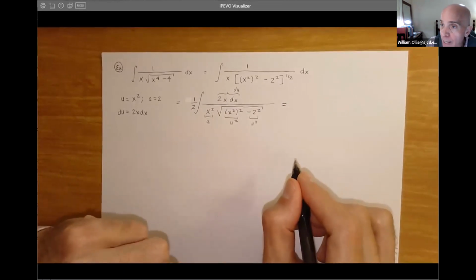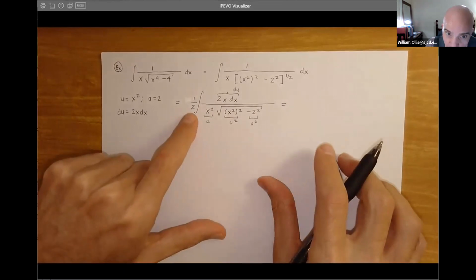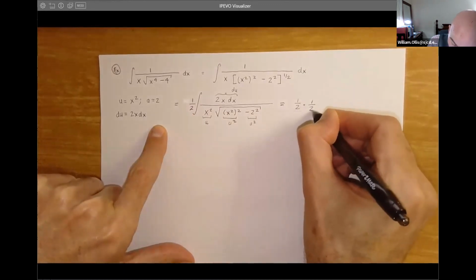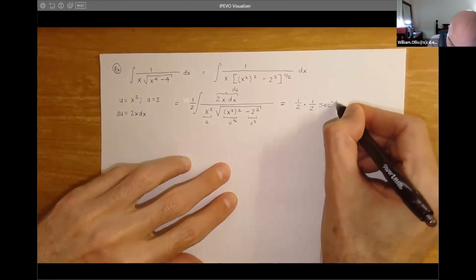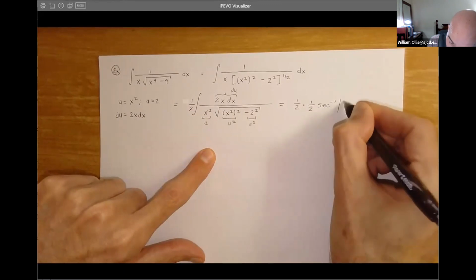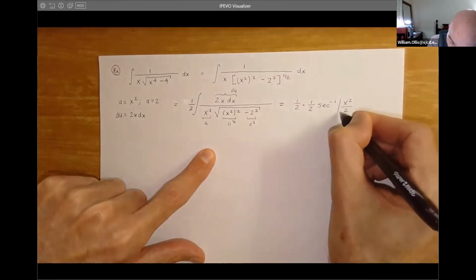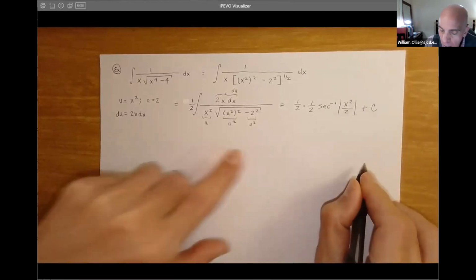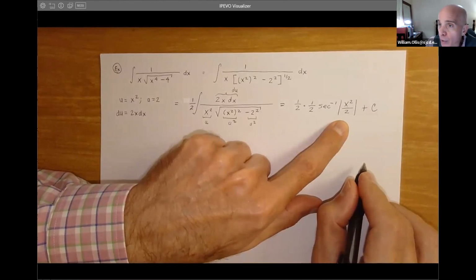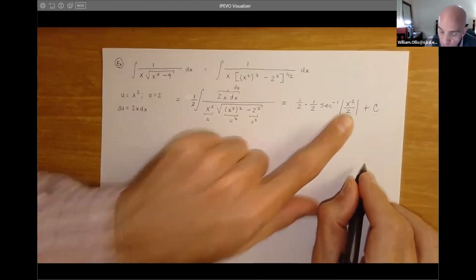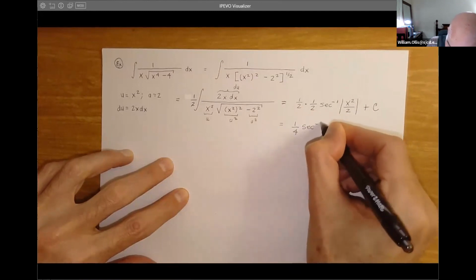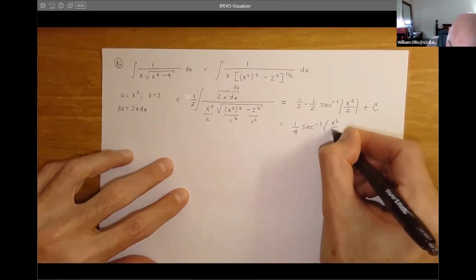Our formula is 1 over a inverse secant of u over a plus a constant. But notice we already have the 1/2 here. So we have 1/2 times 1 over a, 1 over 2, inverse secant. And then, of course, we have the absolute value of x squared over 2, even though we don't need to keep it since the x squared is non-negative, plus a constant. So if the absolute values are not required, it's not incorrect to put them in. And if you left them out, there'd be no difference. So if you want to retire them in this case, you can. So now we get 1/2 times 1/2, 1/4, inverse secant, x squared over 2, plus a constant.